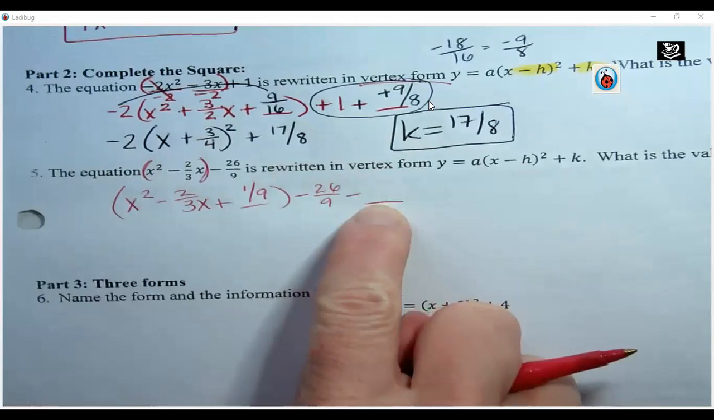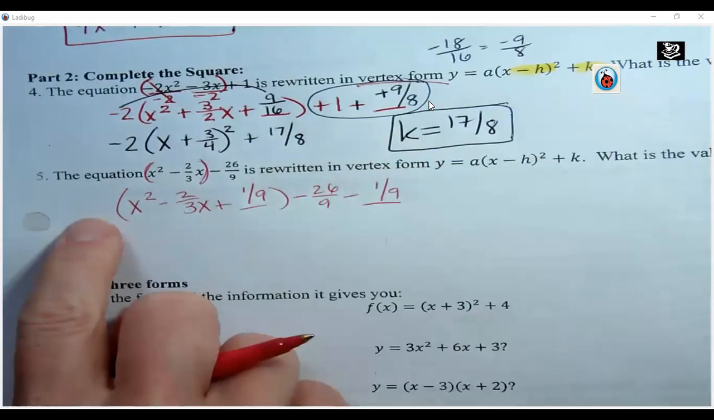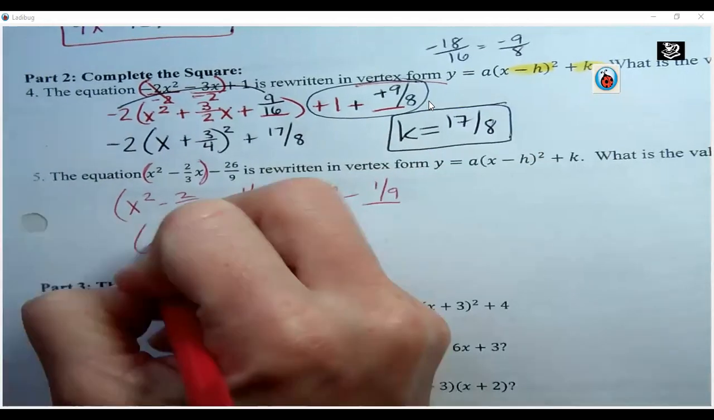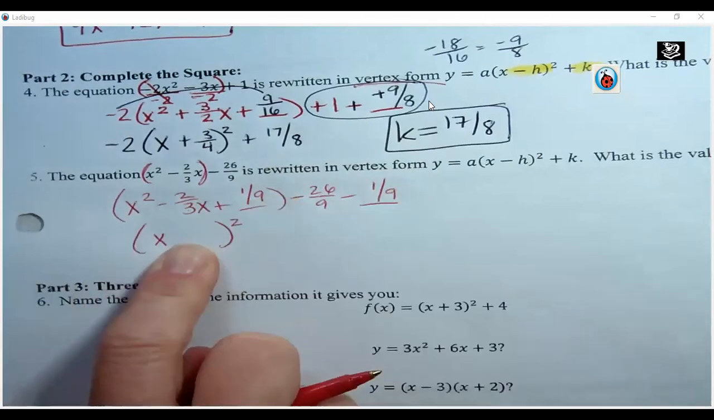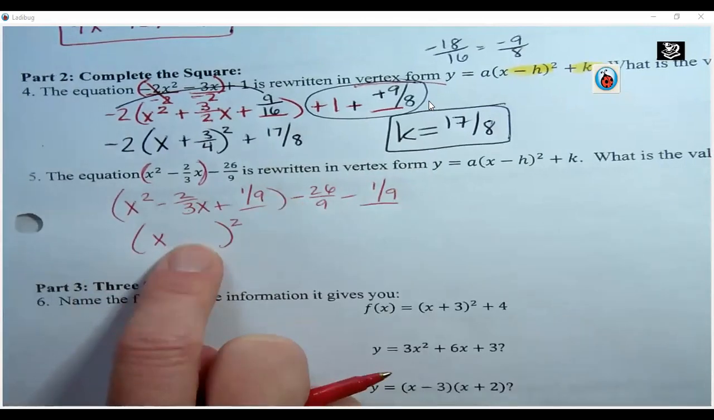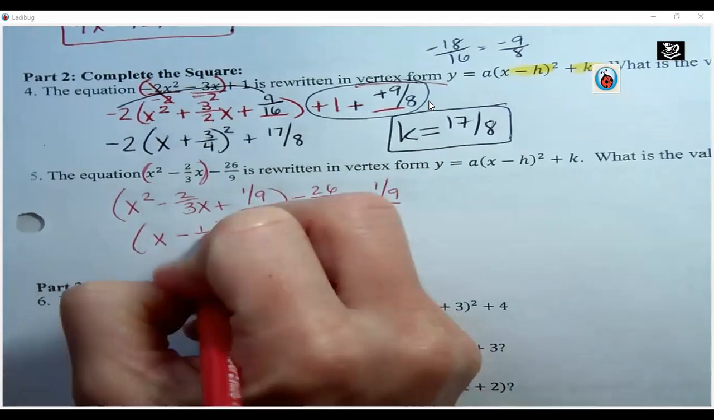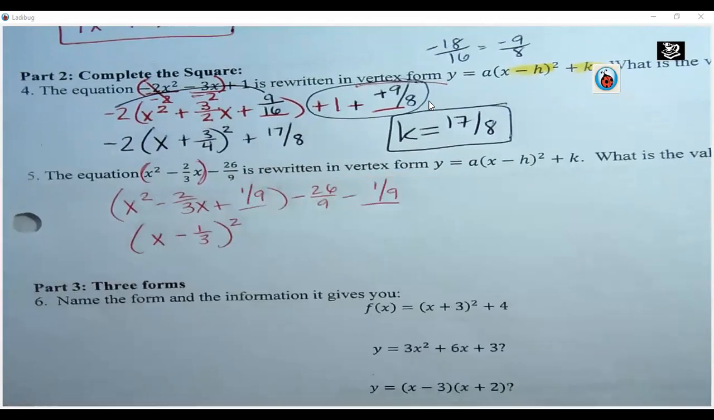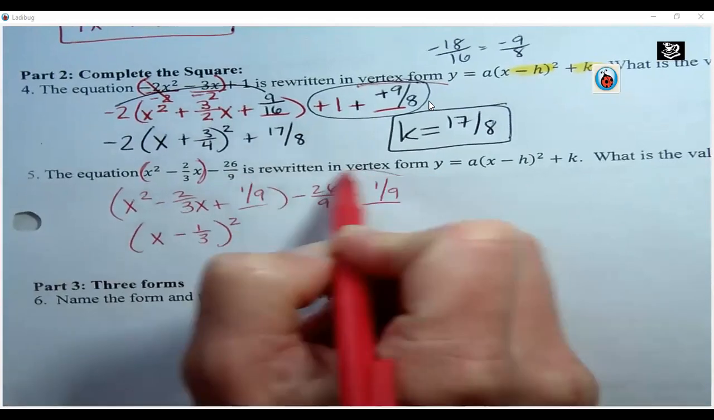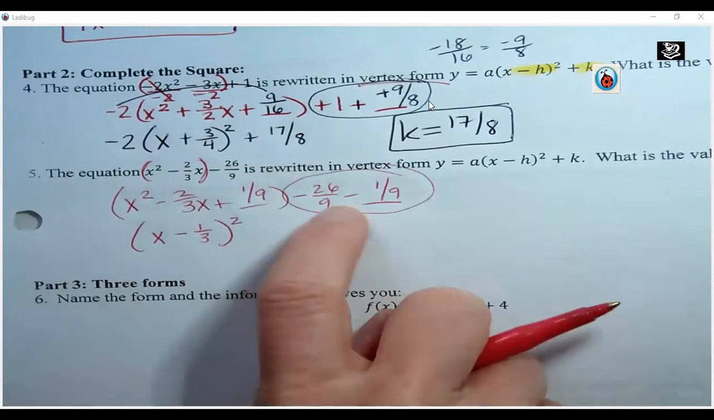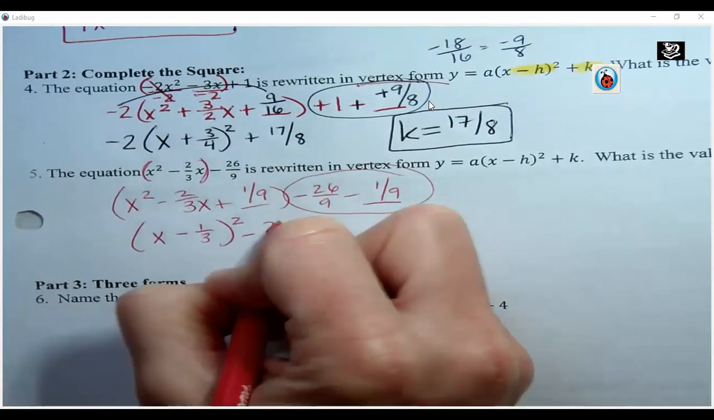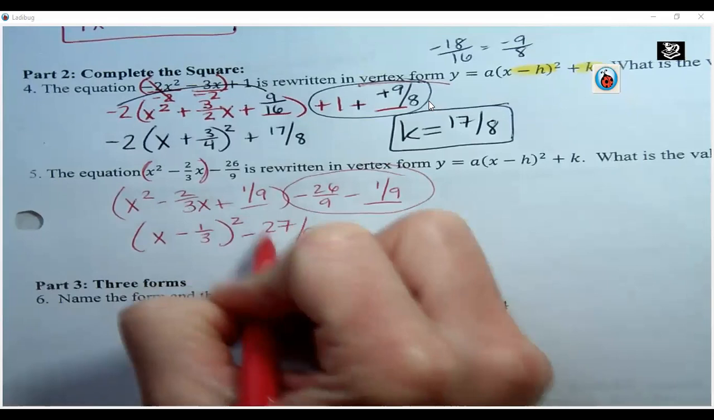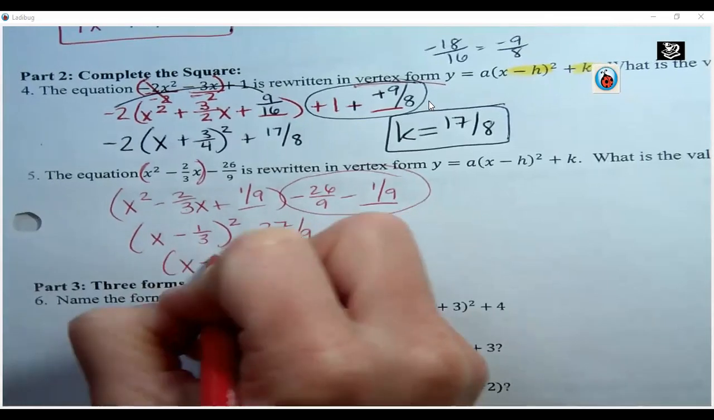1/9. Good, because there's nothing to multiply it by. All right, so I get x. What number goes here? Half of negative 2/3 x. Good, which is 1/3, right? Half of 2/3 is 1/3. And then I combine like terms. Notice these have a common denominator. So it's going to be negative 27 over 9, which reduces to negative 3.